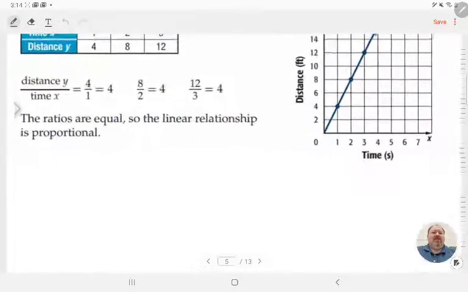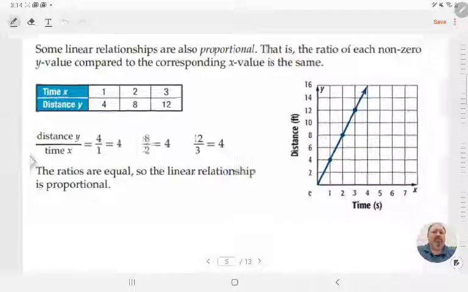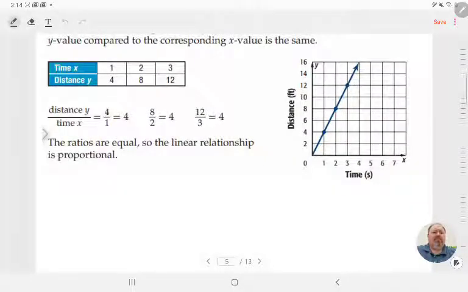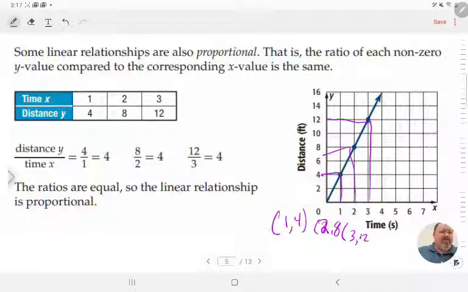All right, let's take a look at this one. So it says some linear relationships are also proportional. That is, the ratios of each non-zero y value compared to the corresponding x value is the same. So for example, if we have this line, we have coordinates 1, 4, we have 2, 8, and we have 3, 12. So these are ordered pairs.